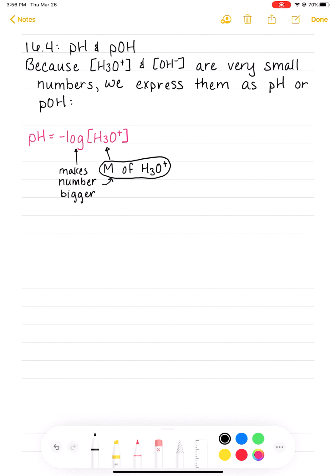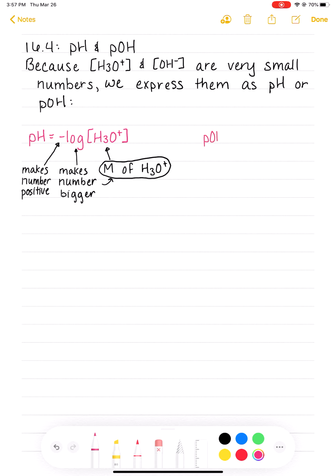When you take the log of 10 to the negative 5 or 10 to the negative anything, the answer ends up being a negative number. So we have built this negative sign into the equation to make the number positive. And so this is how we calculate pH. pH is just a direct reflection of the H3O+ concentration in the solution.